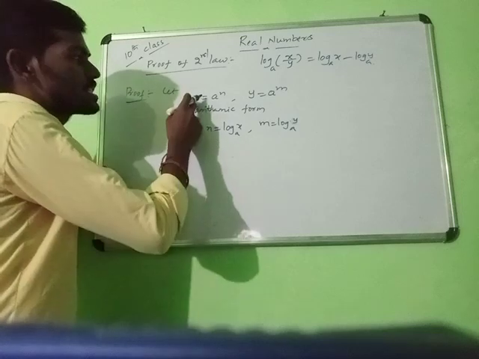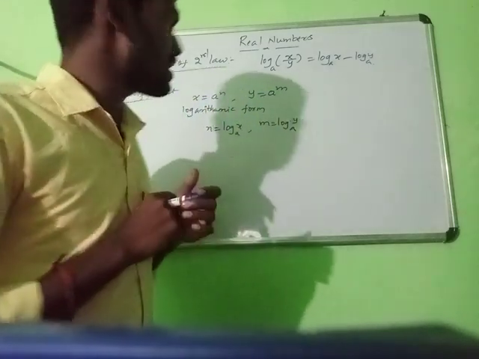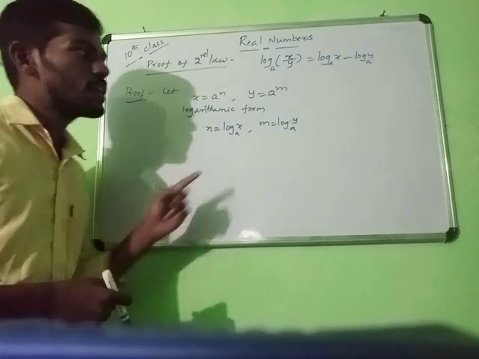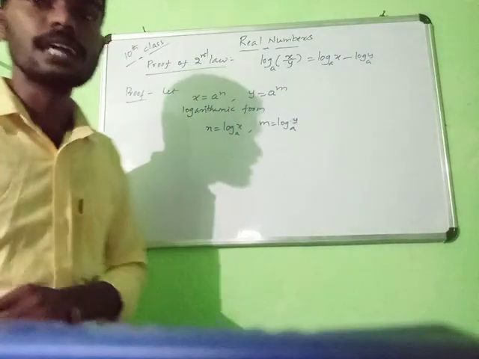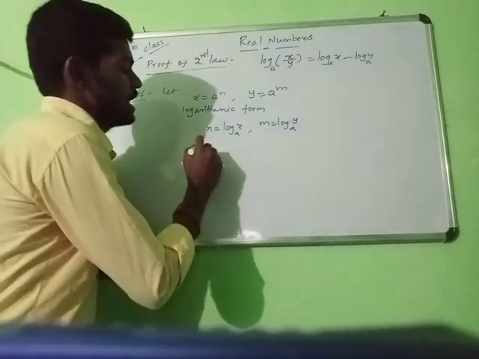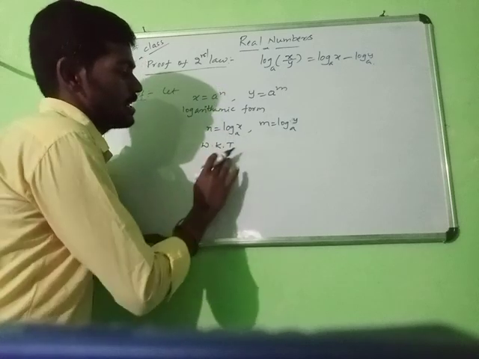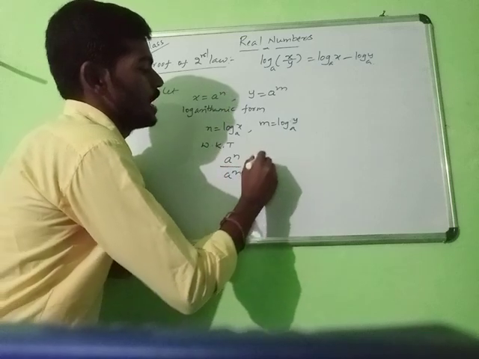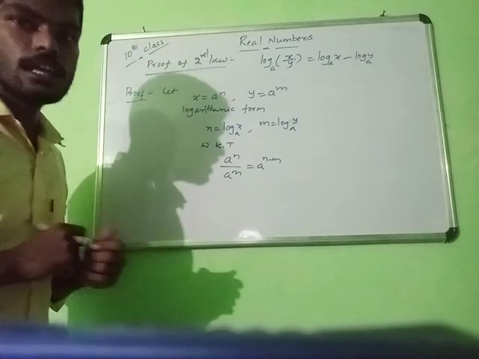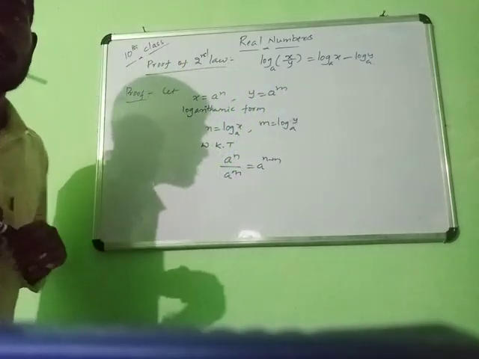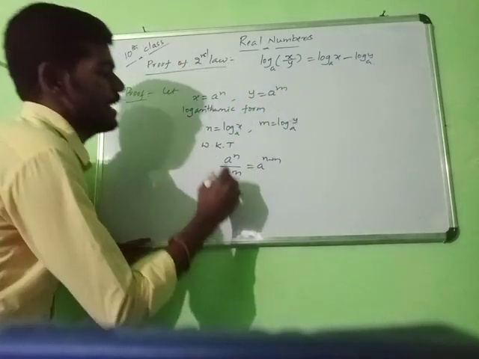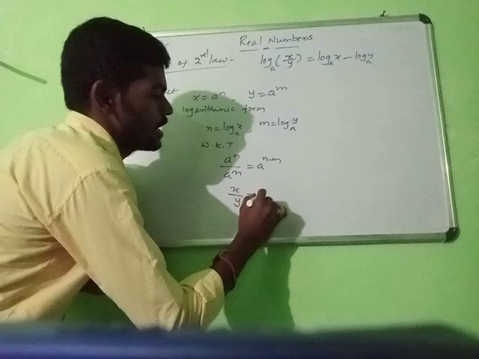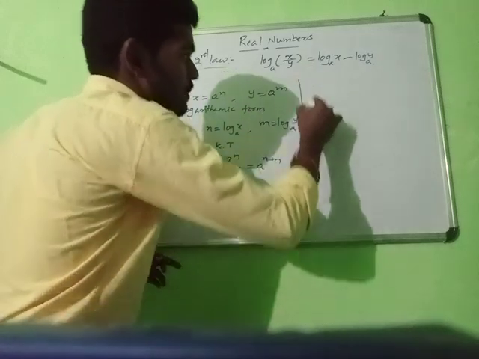Take x equal to a power n, y equal to a power m, the same. Now converting into logarithmic form, n equals log x base a, m equals log y base a. And the next one, we know the exponent formula: a power n by a power m is equal to a power n minus m. A power n means x here, and a power m means y. So x by y is equal to a power n minus m.